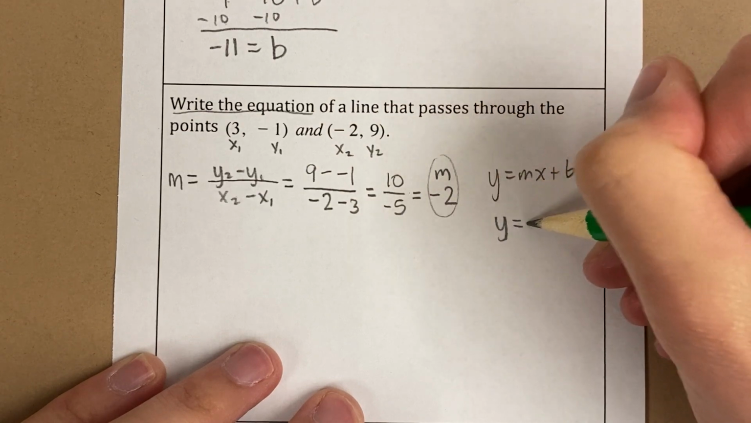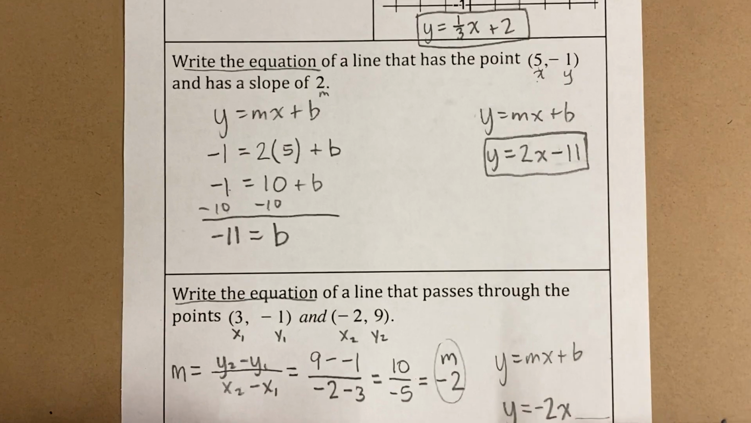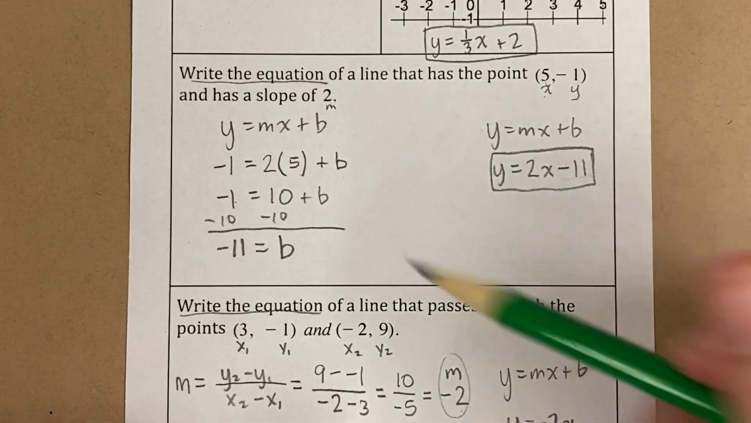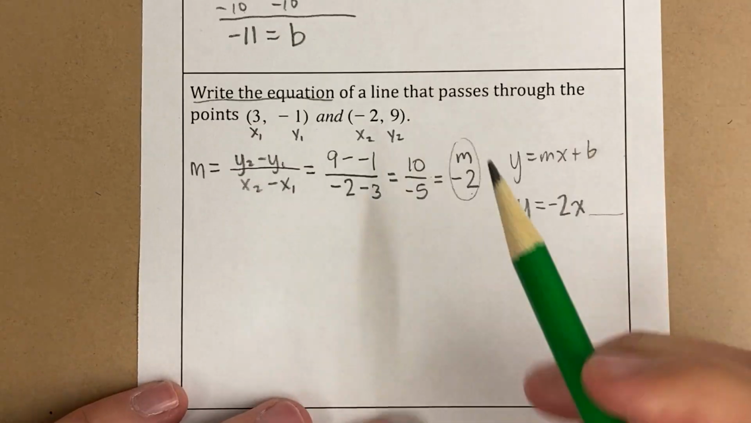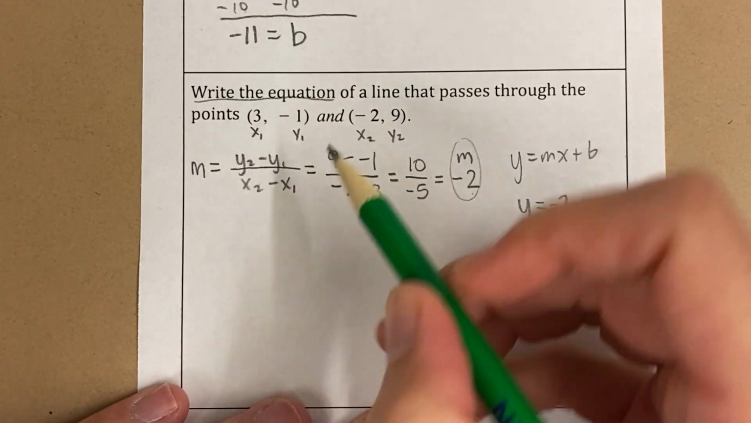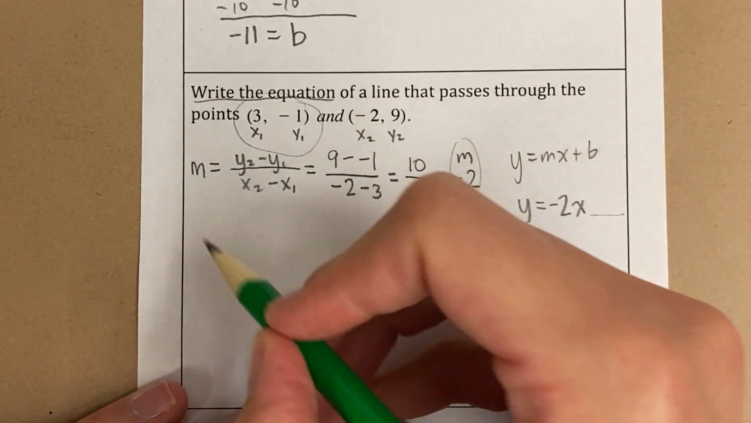So I already have my slope, and again, now I'm just looking for the b. So now it's just like this problem. I have a slope. Remember, in this problem, I had a slope and a point. Here, I also have a slope. I have 2 points. I'm just going to choose one. It doesn't matter which one I choose. I'm going to just choose this one. I could have chosen this one, but it doesn't really matter.